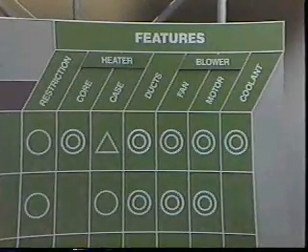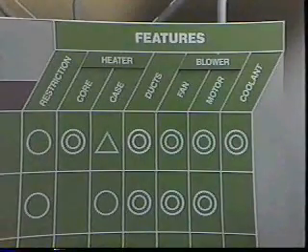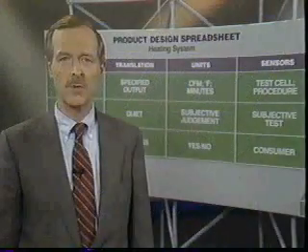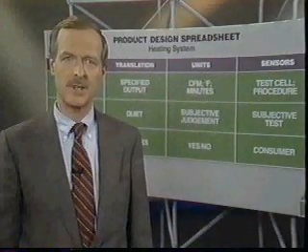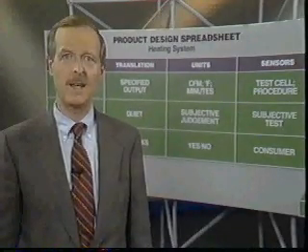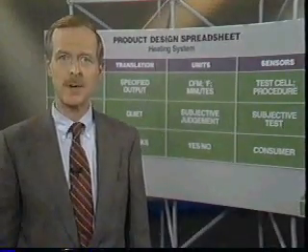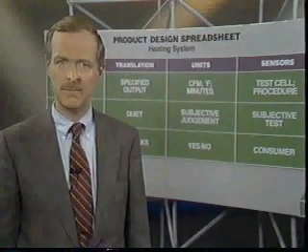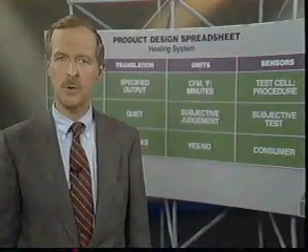The planners record other judgments by means of symbols at other intersections on the spreadsheet. The relationships identified by symbols can help the planners to focus on essential questions. Is every important need addressed by a product feature? Are existing product features adequate? Is there need to develop new product features?